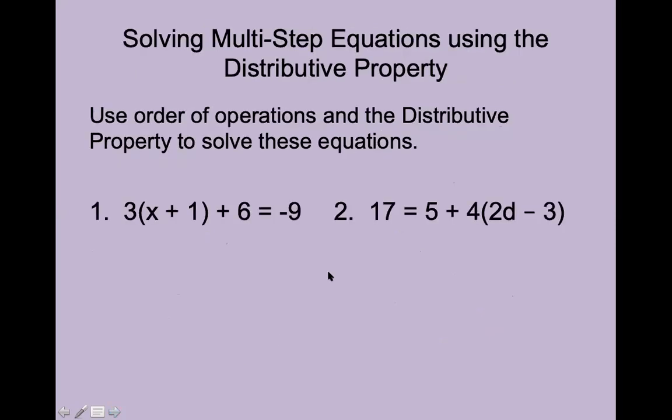Okay, we have some more complicated solving equation problems. We've got some parentheses, and this time we're going to have some like terms we have to combine. So we're kind of putting everything together as we go here. So on number 1, remember here's addition, but I've got to deal with the multiplication first. Distributive property is multiplication.